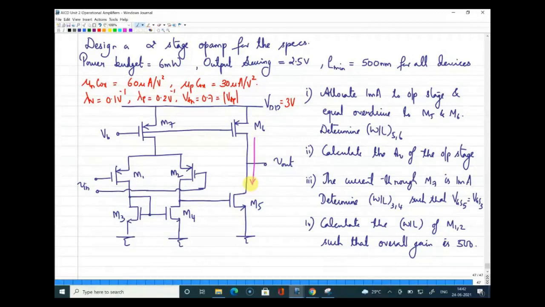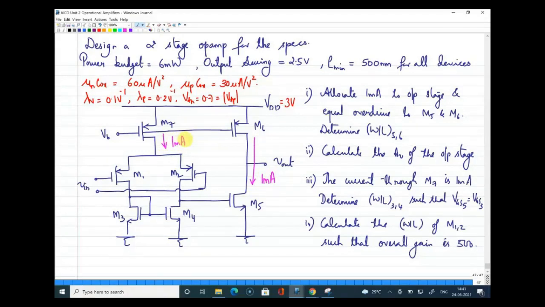Are you there, Ananya? Yes, sir. It will be 1 milliamp. All right, thank you, Ananya. So, Anup, are you there? Yes, sir. So what is the current in the output stage here? 1 milliamp, sir. What about the input stage? So it's also 1 milliamp. That is also 1 milliamp.